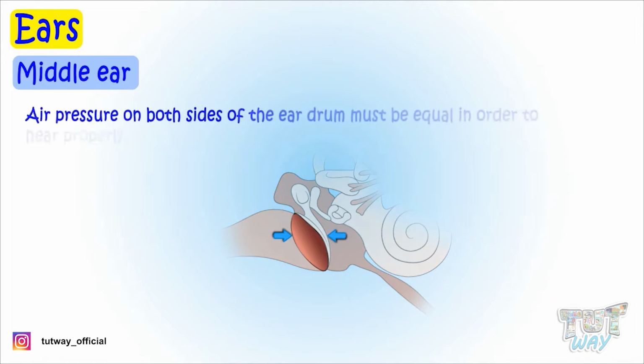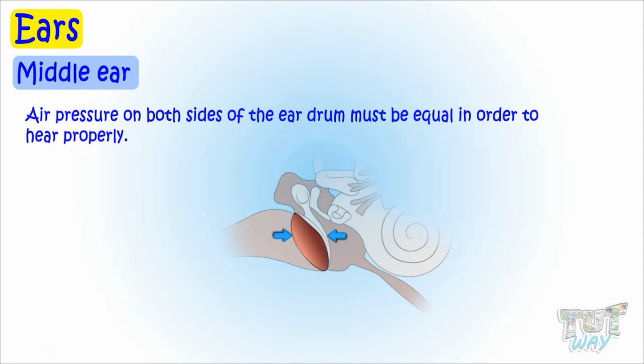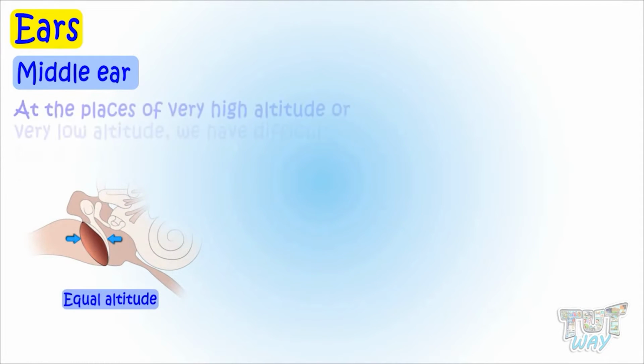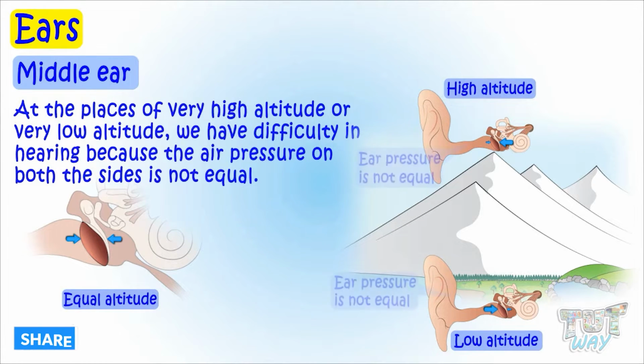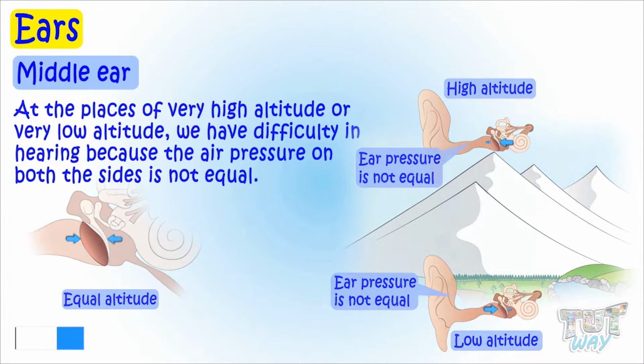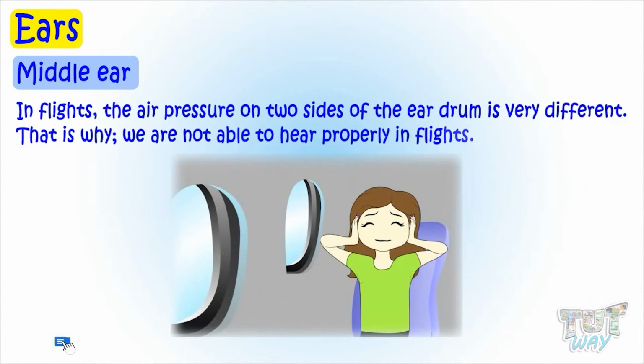Air pressure on both the sides of the eardrum, that is, the outer side and inner side, must be equal in order to hear properly. At places of very high altitude or very low altitude, we have difficulty in hearing because the air pressure on both sides is not equal. In flights, the air pressure on the 2 sides of the eardrum is very different, and that is why we are not able to hear properly.